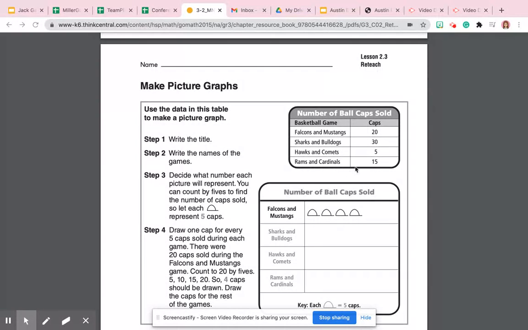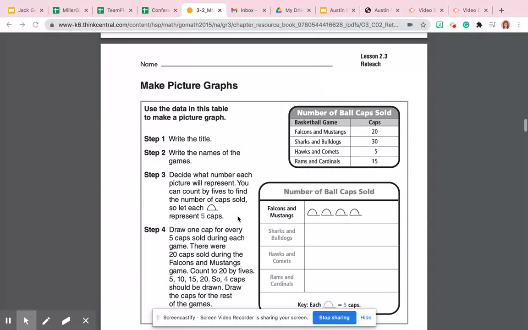So we look over here, let's read through the data first. We have the number of ball caps sold. Over here we have the basketball game, and we have the amount of caps sold at each game. We have the Falcons and the Mustangs. That game, 20 caps were sold. Then we have the Sharks and the Bulldogs. That day, 30 caps were sold. This day we have the Hawks and the Comets. This day, 5 caps were sold. And at the Rams and the Cardinals game, 15 caps were sold.